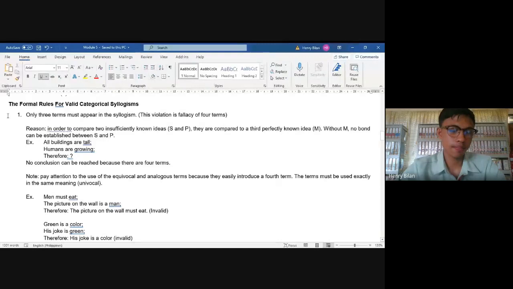So first, only 3 terms must appear in the syllogism. So yung sinabi ko kanina na tatlong term. Dapat tatlong term lamang. Kasi kapag sobra siya o kulang, invalid na siya. Worst, we cannot infer any conclusion.